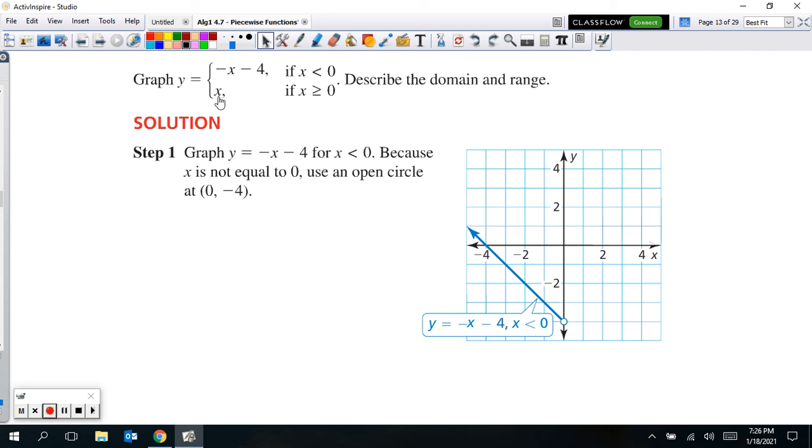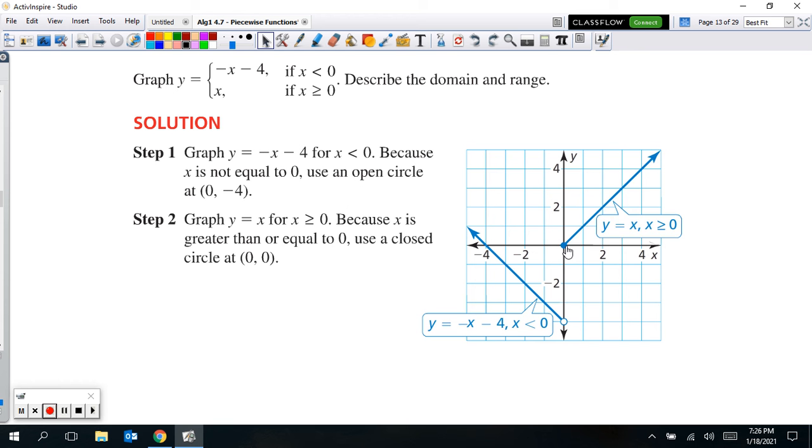And the next one just says x when x is greater than or equal to 0. So for this one, the y-intercept is at 0, so it's going to start right here. It's also equal to it, so we should be putting a closed hole here on this one. So this one's got the closed hole, and then you have a slope of 1: up 1, right 1, up 1, right 1, and then we draw that. So there's the two pieces of the graph drawn.